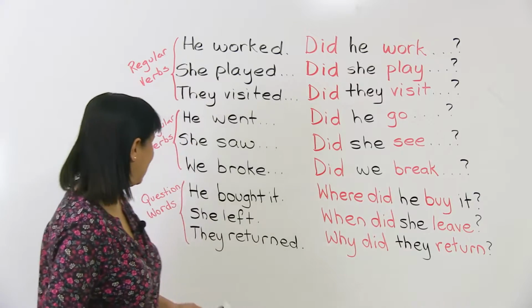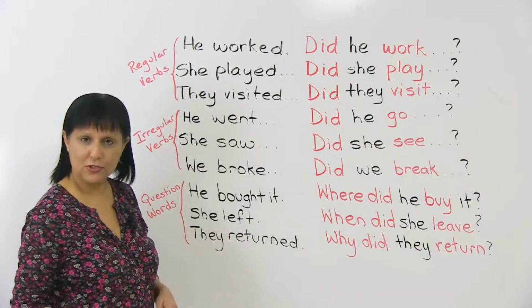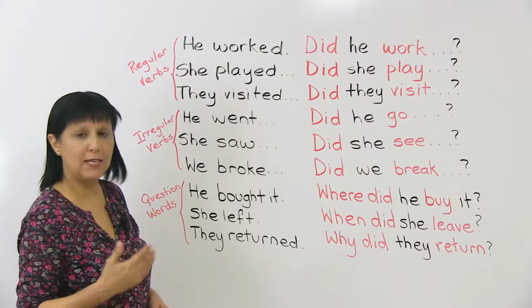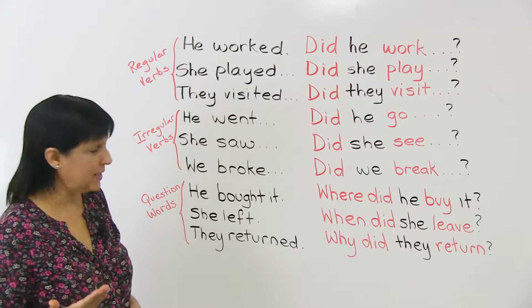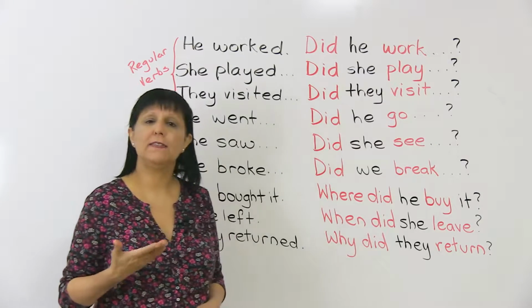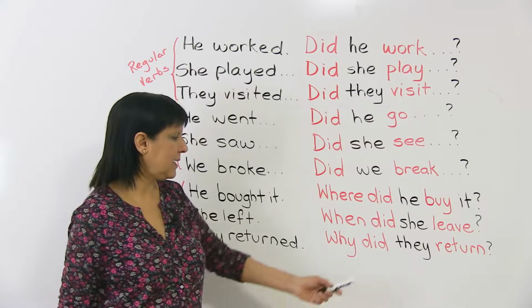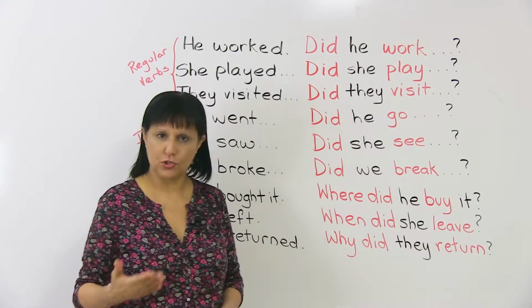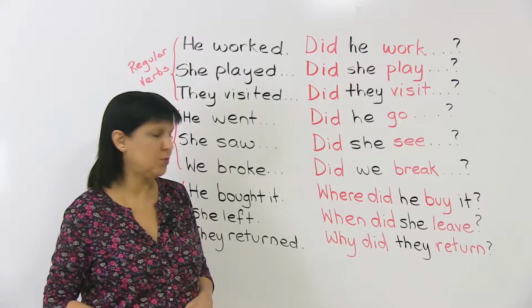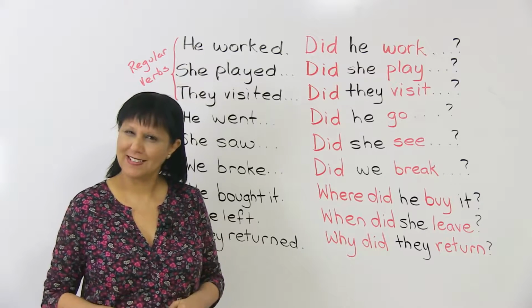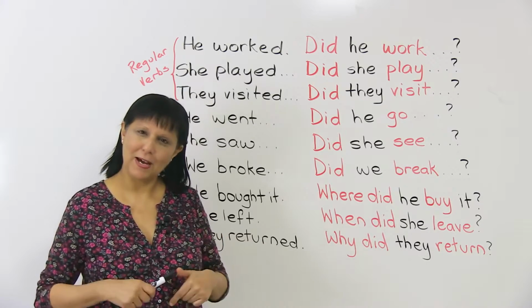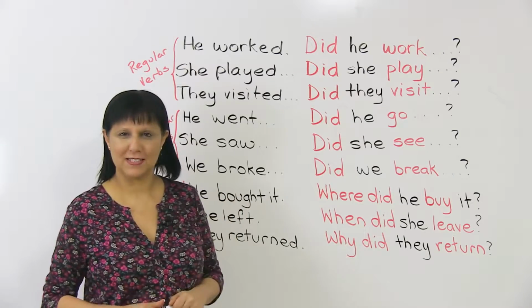All right, last one, they returned. And you want to ask why. So it becomes, why did they return? Okay, again, we have the form, did they return? And we just added the question word, why, before it. In a minute, when I come back, you'll have a chance to practice this a little bit more.